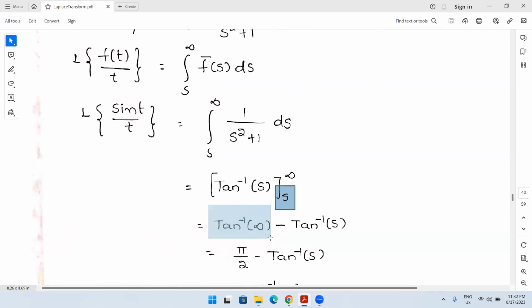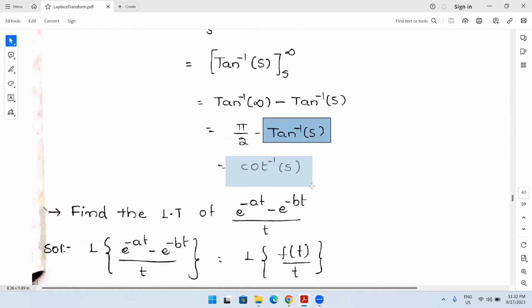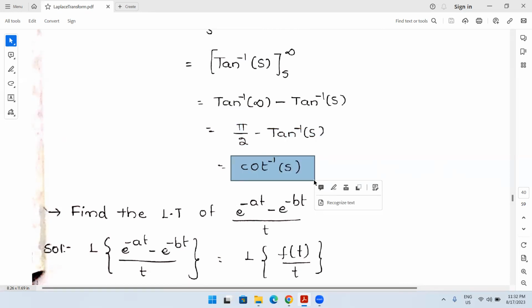What is the value of tan inverse infinity? It is pi by 2. So pi by 2 minus tan inverse s. Pi by 2 minus tan inverse s is nothing but cot inverse s. This is optional. In exams we can leave it here. So cot inverse s is optional, you can write it or ignore it.